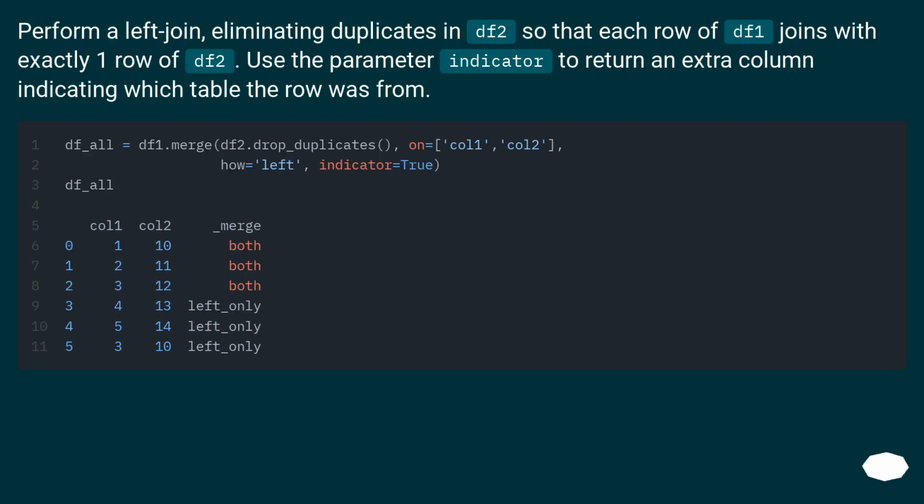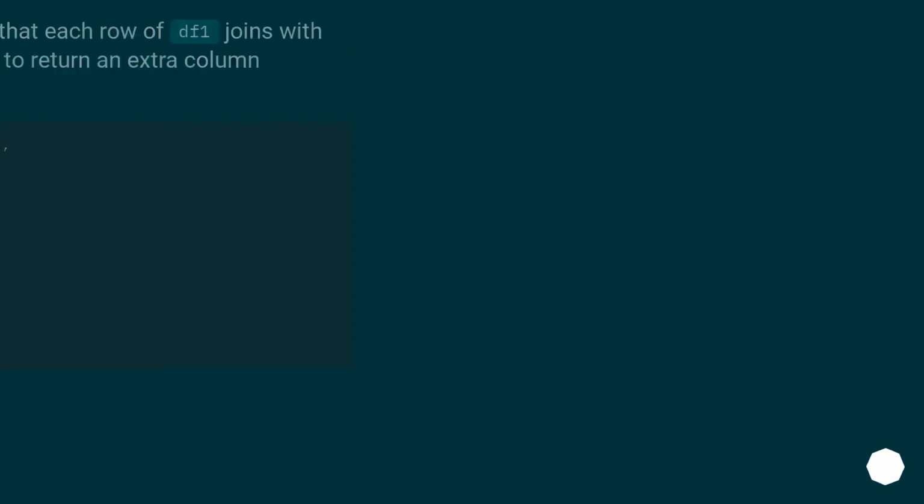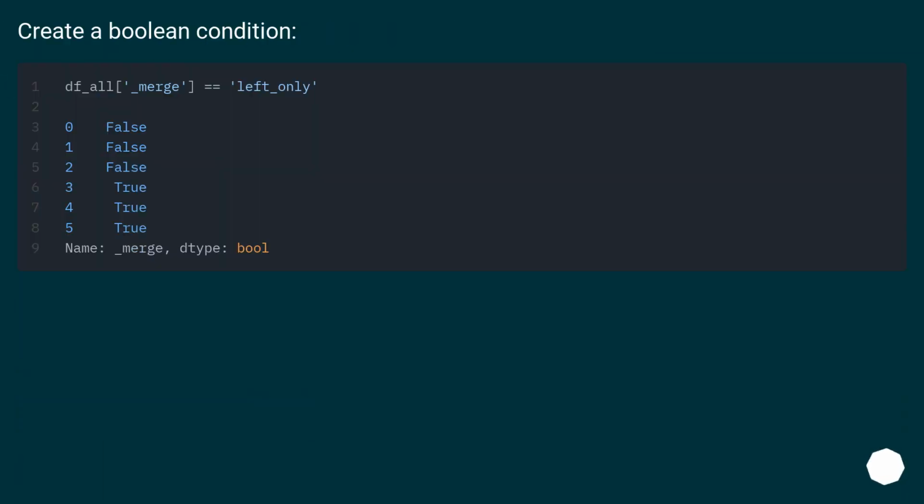Perform a left join, eliminating duplicates in df2 so that each row of df1 joins with exactly one row of df2. Use the parameter indicator to return an extra column indicating which table the row was from. Create a Boolean condition.